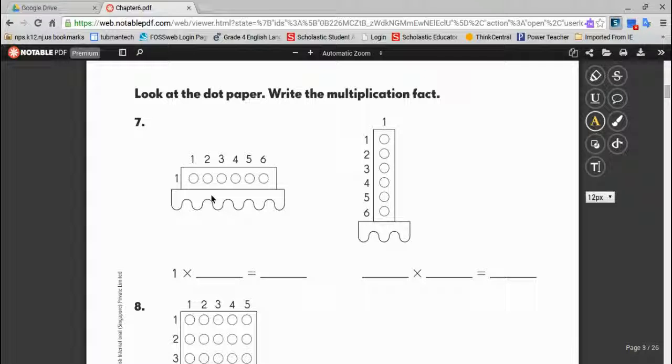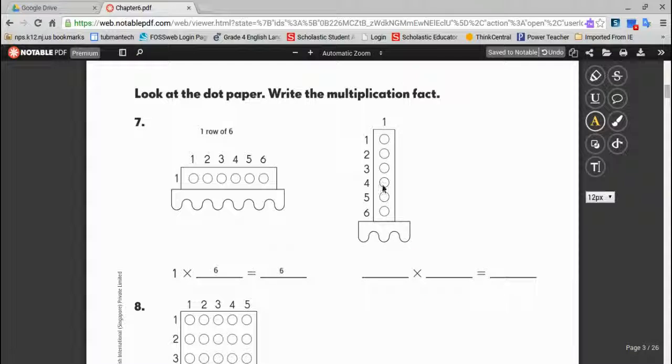So over here we have one row of 6. Alright, so I'm going to write over here one row of 6. So if you look at it, you just have one single row and you have 6 circles in that row. And if you have one row of 6, you just have 1 times 6, and that's your multiplication fact. Well, 1 times 6 is just, well, there's just 6 dots there.